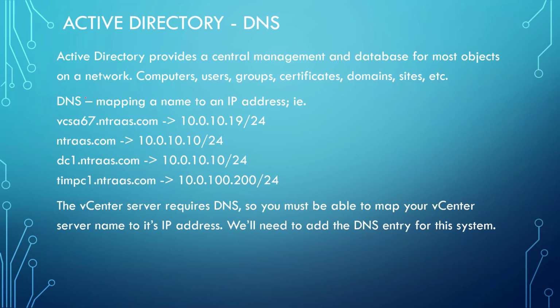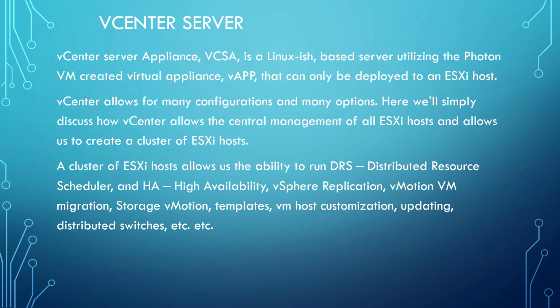As I mentioned, the vCenter server requires DNS, so you must be able to map your vCenter server name to its IP address. You also need vCenter to be able to contact ntras.com and dc1.ntras.com if you're going to use Active Directory as an authentication or identity source. So we'll need to add DNS entries for vCSA67. The vCenter Server Appliance, or vCSA, is a Linux-ish based server utilizing the Photon OS Virtual Appliance, or VAP. It can only be deployed on an ESXi host.